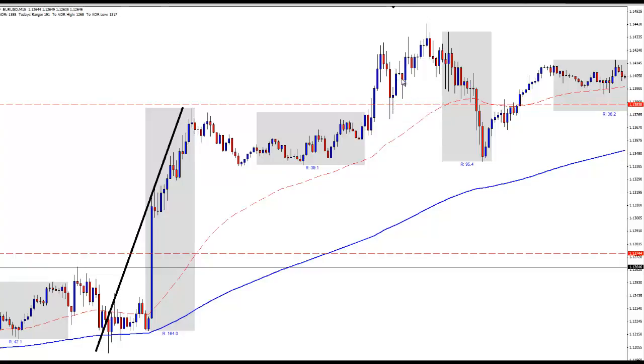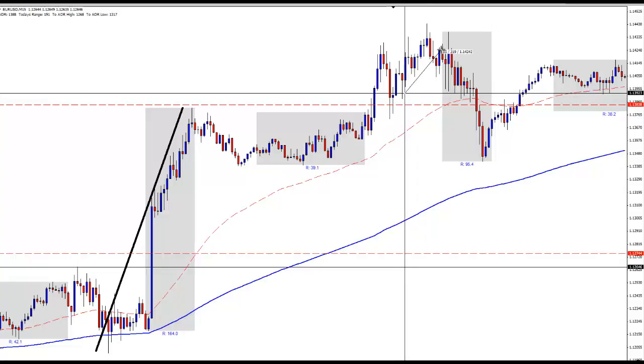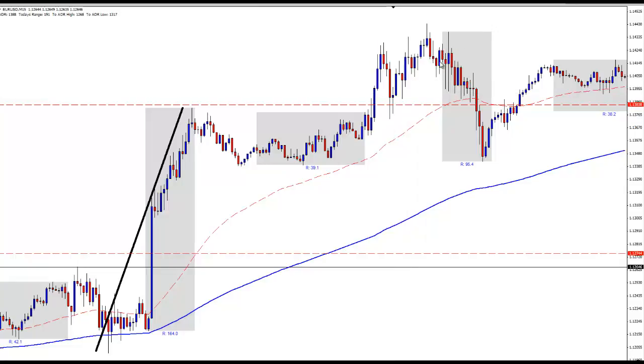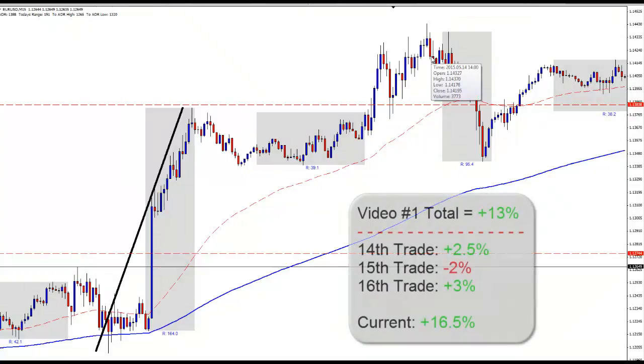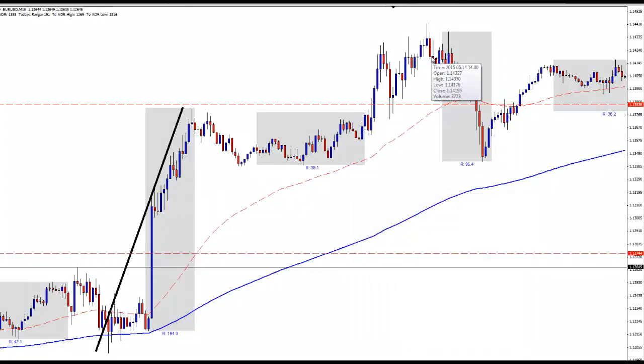We get our confirmation up, we get our pullback, and this trade ultimately was closed out at the 8 o'clock open. From where the entry was, it put us up somewhere plus 30 or so pips, and that was roughly around a 3% gain overall for that trade. And what that does, that brings us up to 16.5% for the month currently at that point after that trade.